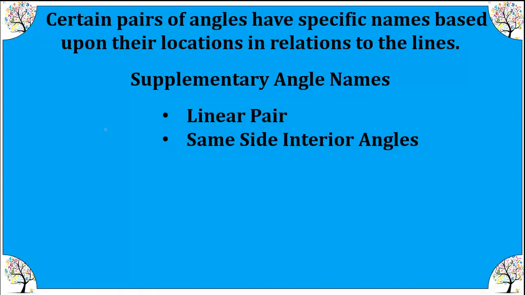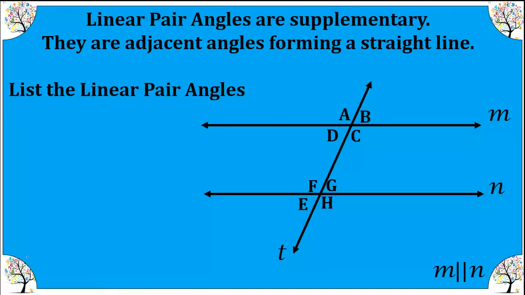So those are the four pairs of relationships of congruent angles in our diagram. Now we're going to look at supplementary angle names. We only have two. We have a linear pair and we have same side interior angles. So let's take a look at that.